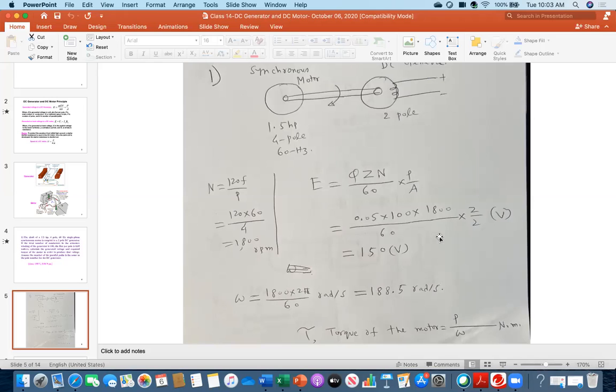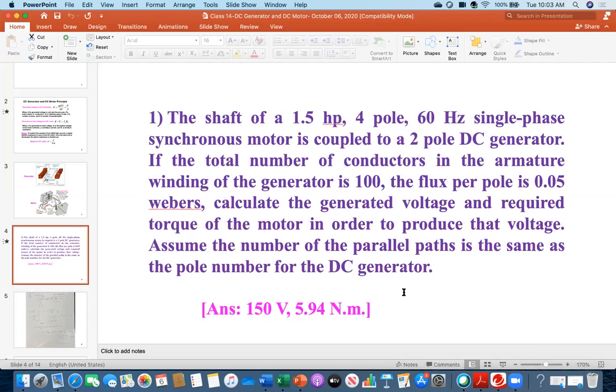Everybody, are you calculating? Are you getting me? For the parallel path, you use 2. Yeah. Because you see the very last sentence, assume the number of parallel paths is the same as the pole number for the DC generator.